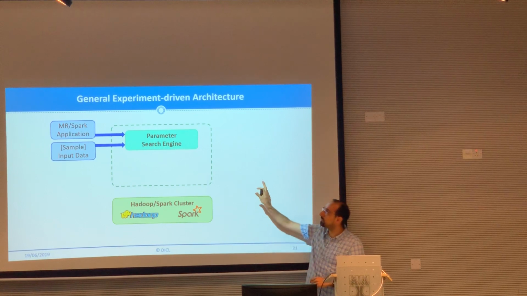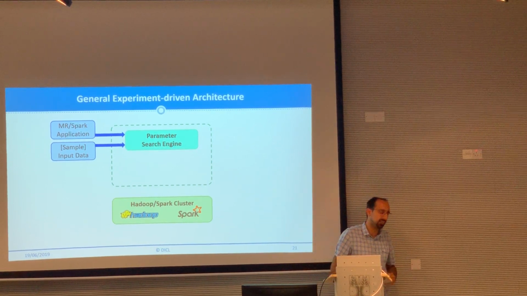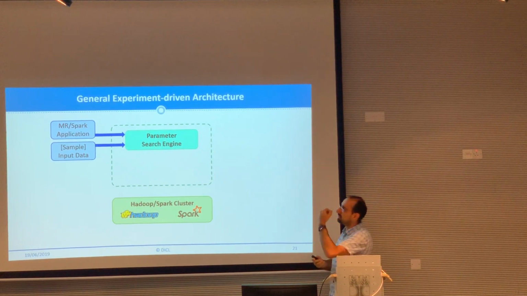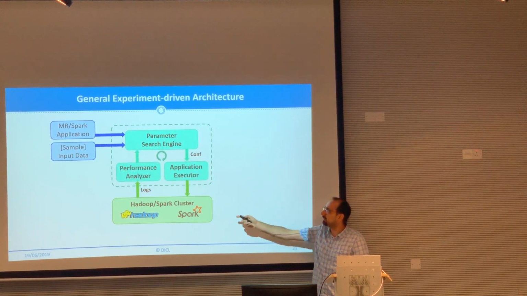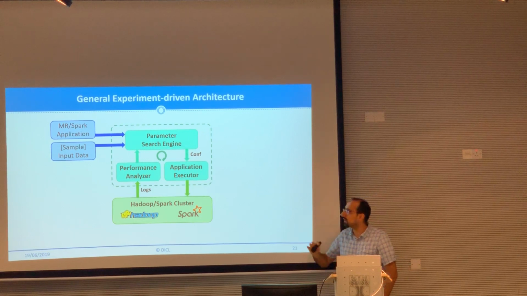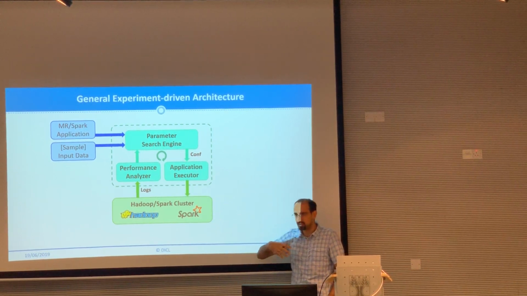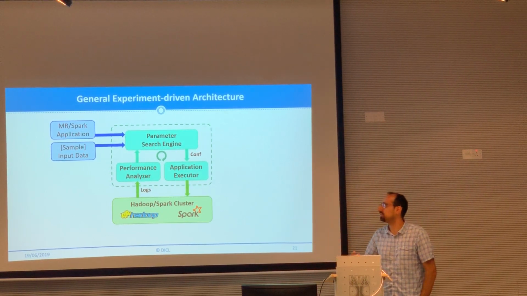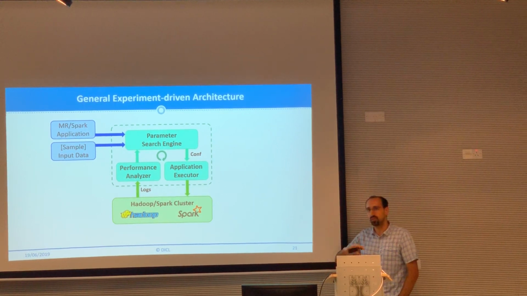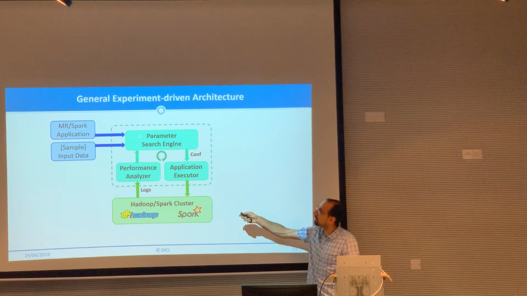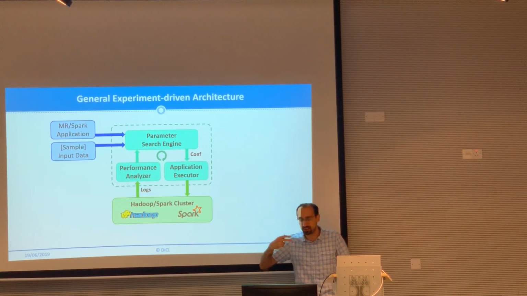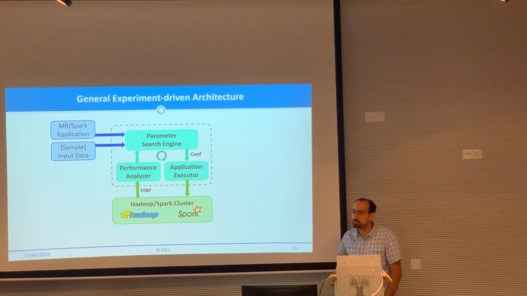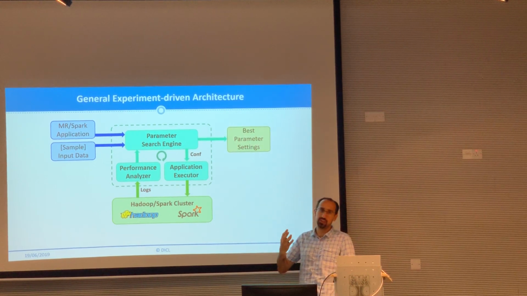Okay, I submit it, and there's typically this thing called a parameter search engine. This is the entity responsible for deciding what kind of configurations to use. So it will select some configuration settings, it will send it for execution to my Hadoop or Spark cluster, and then there's a performance analyzer that's going to look at the logs, figure out, okay, how did this configuration work? Did my job perform well? Were there any bottlenecks? And then based on this feedback, this parameter search engine will generate a new configuration setting, and then the process repeats, right? And will repeat several times until a good parameter setting comes out of it.